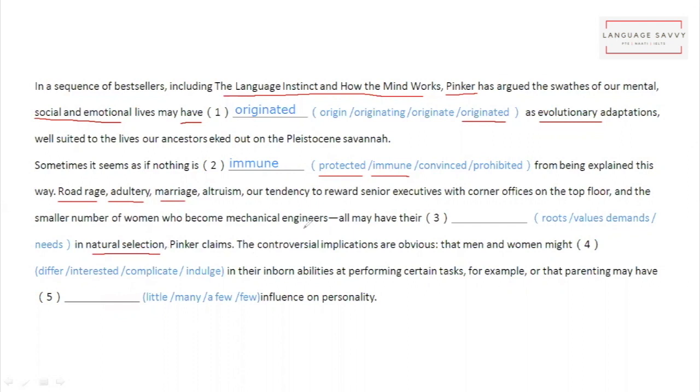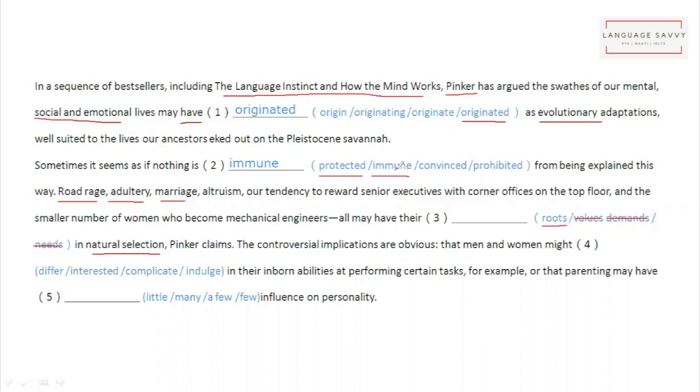Now let's come back to our options. So we are talking about problems. Now what do problems have? Do they have values? No, problems don't have values. Do they have demands? No, they don't have demands. Do they have needs? No, problems don't have needs. But what problems do have are roots. So the correct answer here is roots.